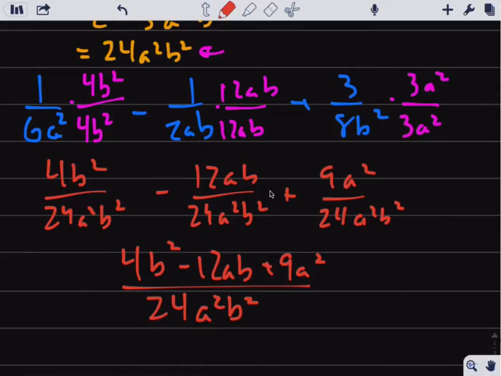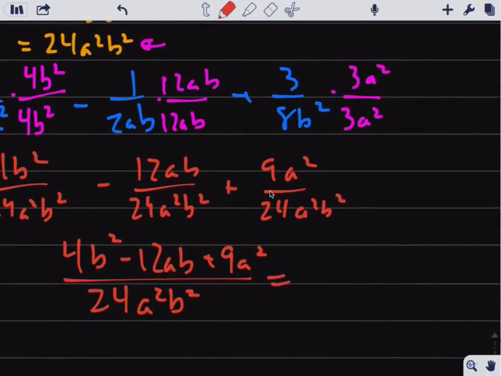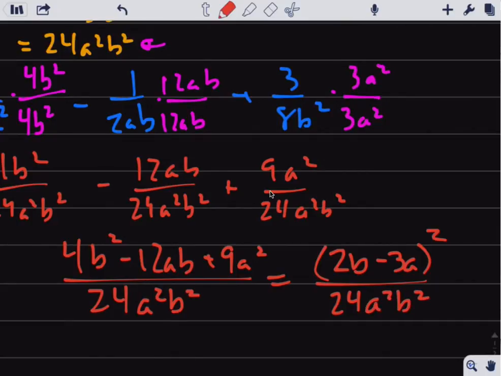The top is factorable, so that's what I will do. I will factor the top. The top is a perfect square trinomial, so it looks like that, over 24a squared b squared. And at this point, nothing cancels, so we are done with that problem. Okay, we're going to do one more in the next set.